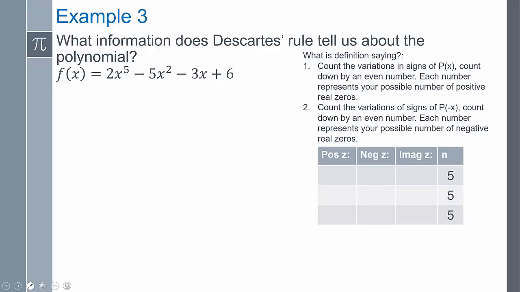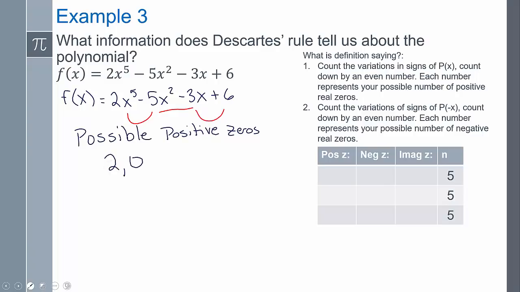So let's look at this value right here: 2x to the fifth minus 5x squared minus 3x plus 6. I want to know the number of positive zeros, negative zeros, and imaginary zeros. So we count the number of times the sign changes. Here it goes from positive to negative, negative to negative, so nothing, negative to positive, so that's another change. That means I have 2, but we start counting down by an even integer, so the 2 scenarios I have are 2 positive zeros and 0 positive zeros.